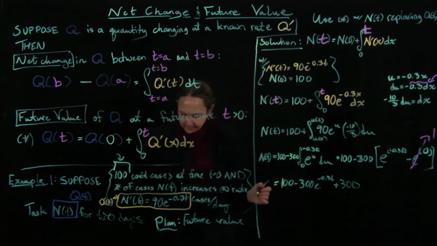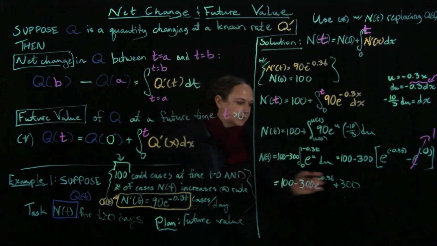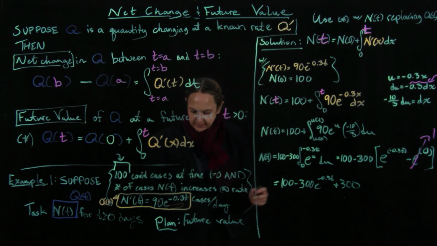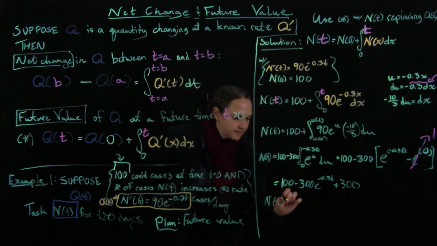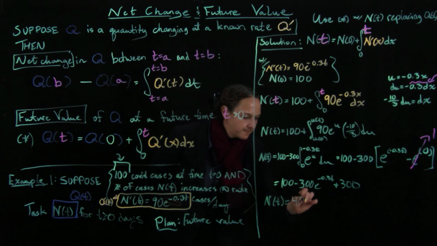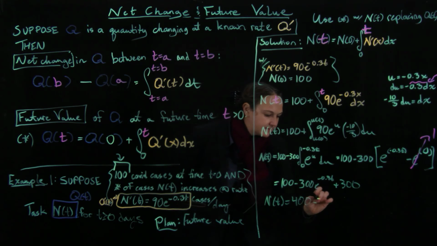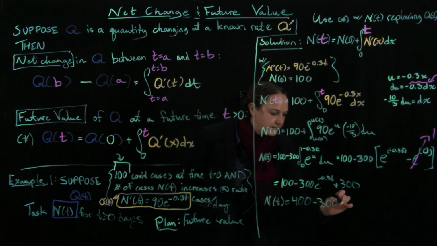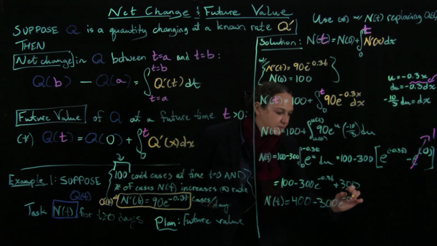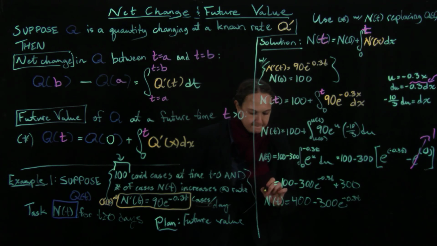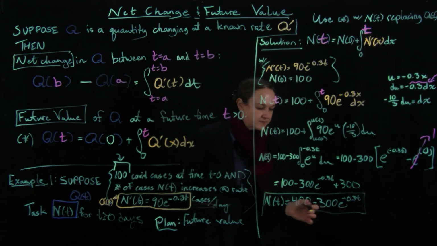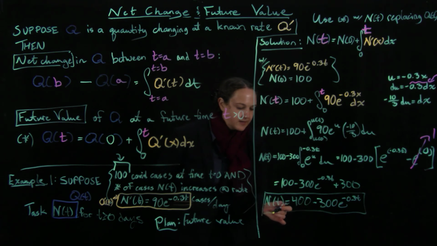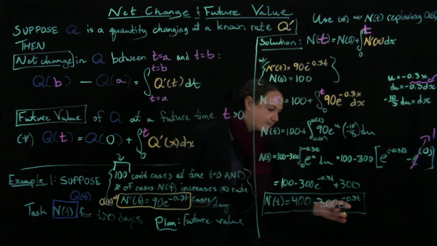So in the end, I have 100 plus 300, so that's just going to be 400, and then I have n of t is going to equal 400 minus 300e to the minus 0.3t. And we're done. And we don't need a c because it had bounds, and we never had to go back to x because we had bounds.